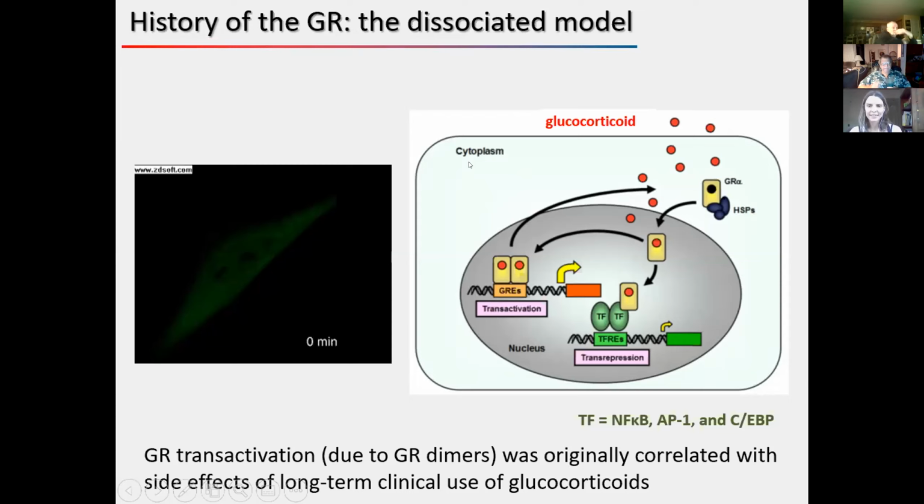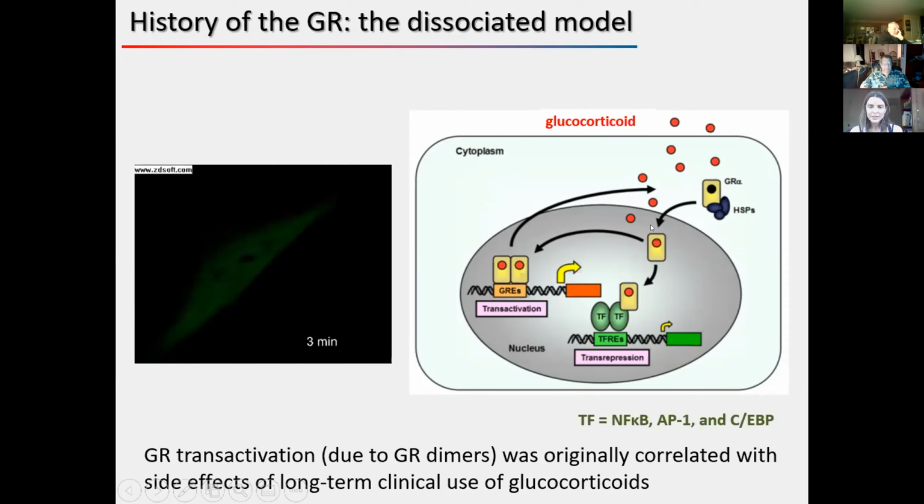When we started working in this particular system, the main model of how glucocorticoid works was this dissociated model. The idea is the following. You have in here the glucocorticoid. They come into the cells by just diffusion. They interact with the receptor, and when they interact with the receptor, they activate it, and the receptor translocates to the nucleus. Here you can see a movie of this translocation using the glucocorticoid receptor labeled with GFP.